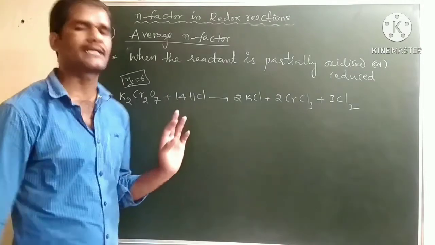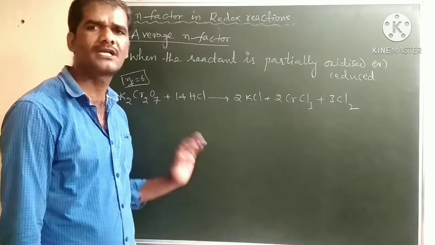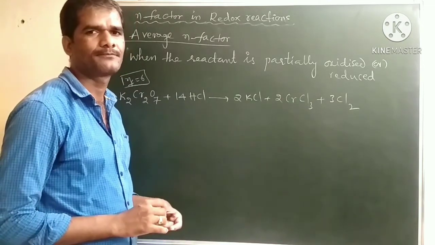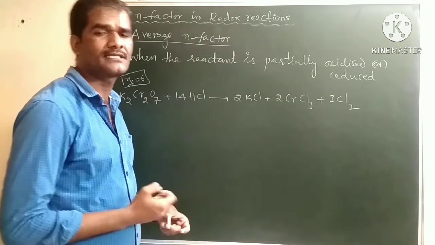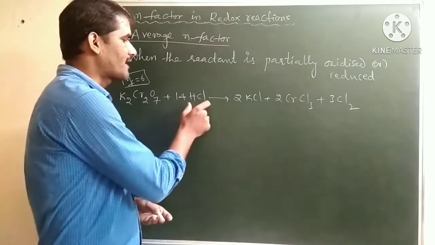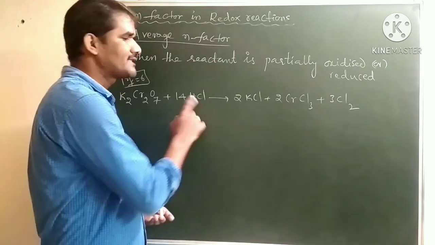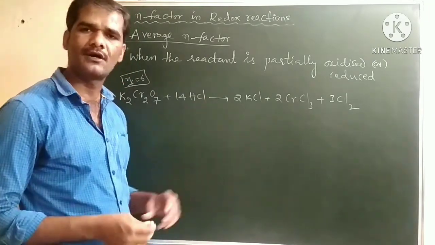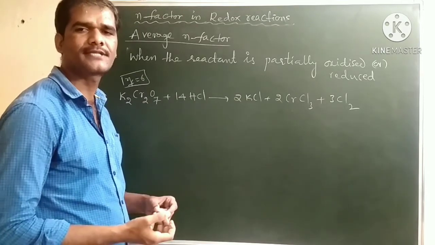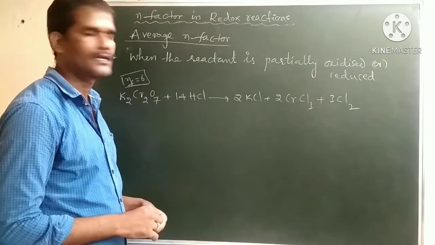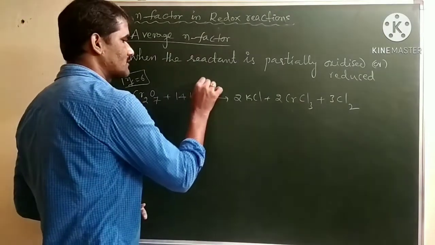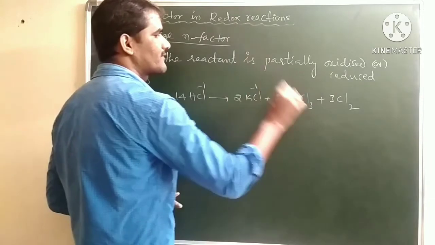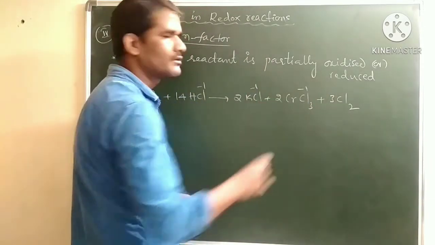Now if you want to calculate the N factor of HCl, generally we know that HCl is an acid, and there the N factor is 1, if it exclusively acts as an acid. But in this case it is not 1. Why? Because it is undergoing a kind of redox reaction, and in redox reactions the N factor changes. Now see here, chlorine is -1 oxidation state in HCl and in the product it is 0 in the molecule.